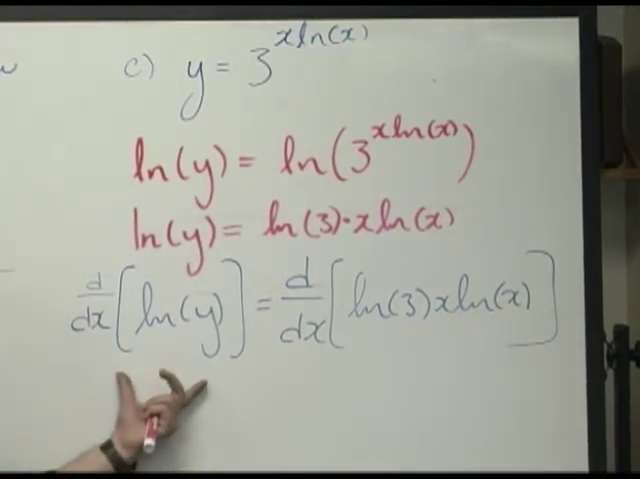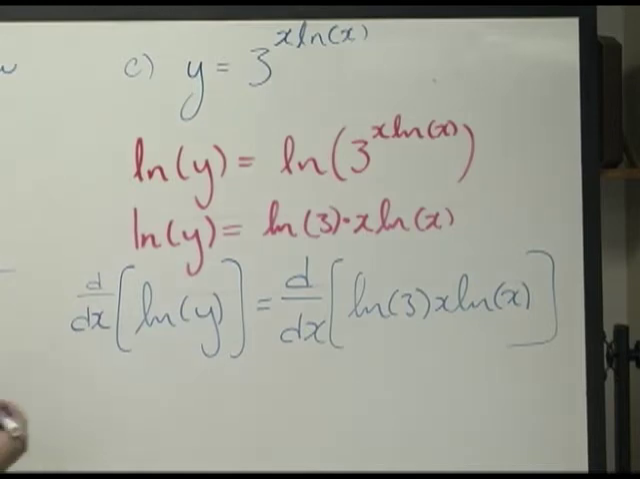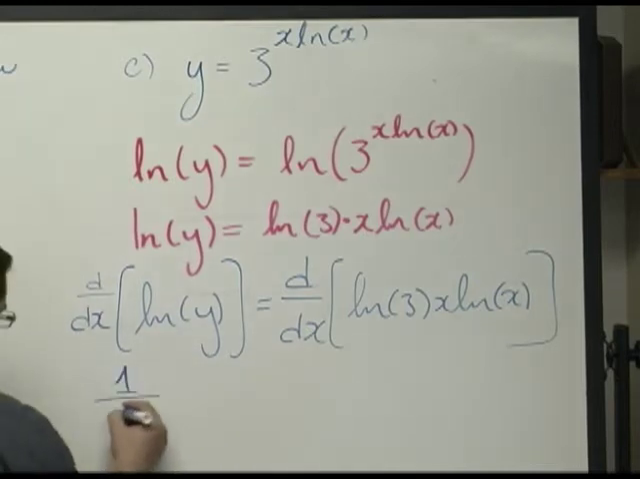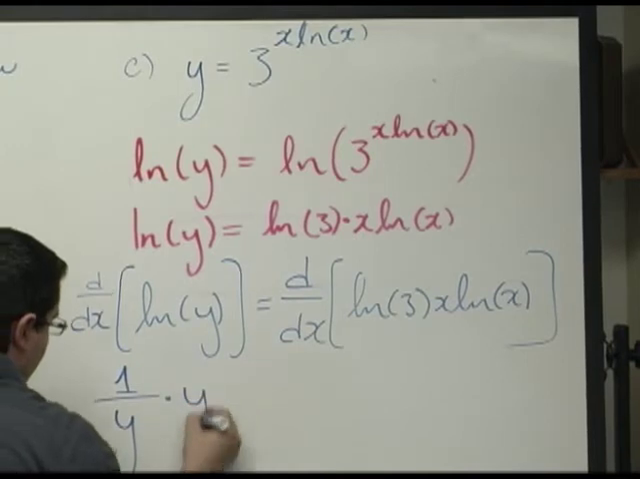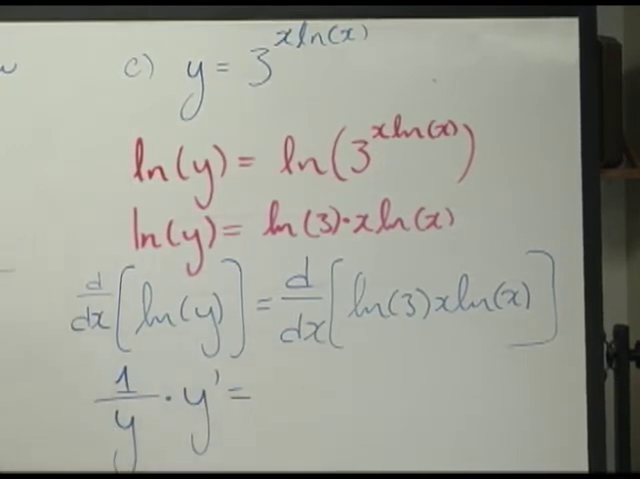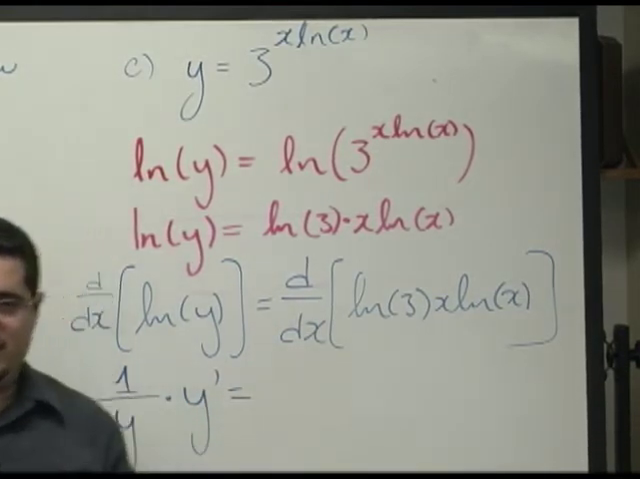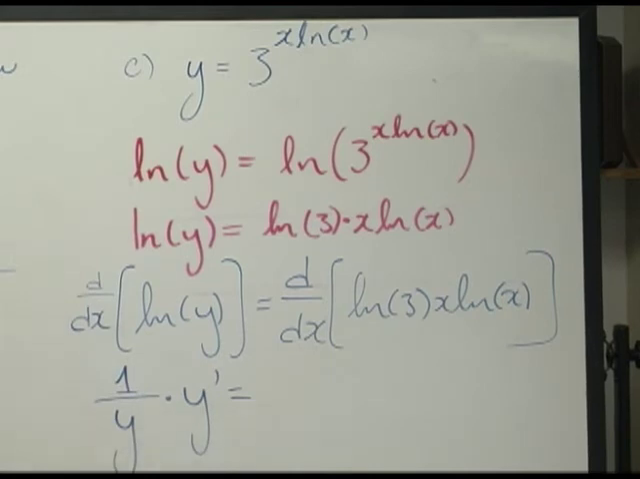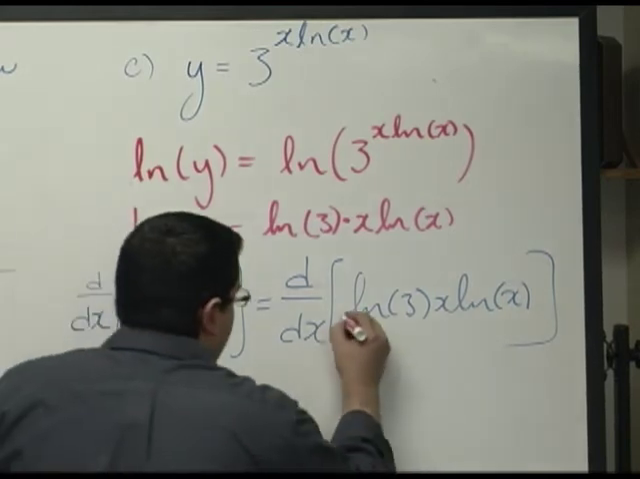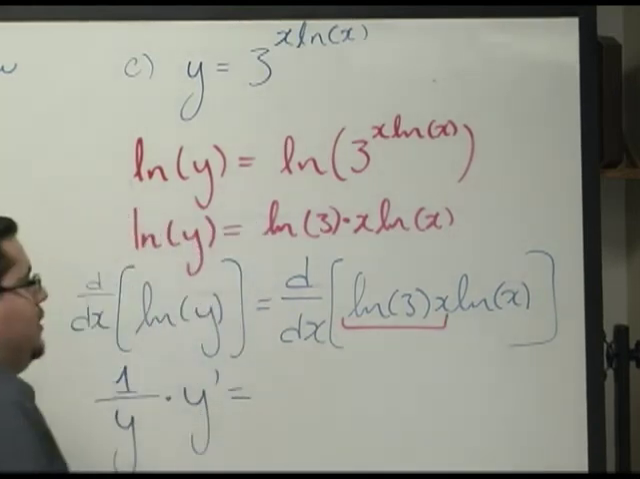what am I going to have on this side? Yep. 1 over y times y prime. Excellent. All right. And now we just need to worry about this side. And we could use, for example, the product rule, right? So for example, we could group these two together and then just deal with the natural log of x separately.